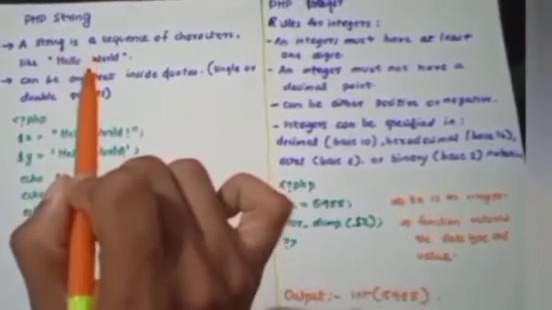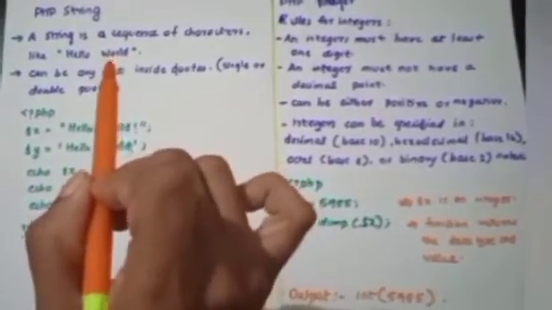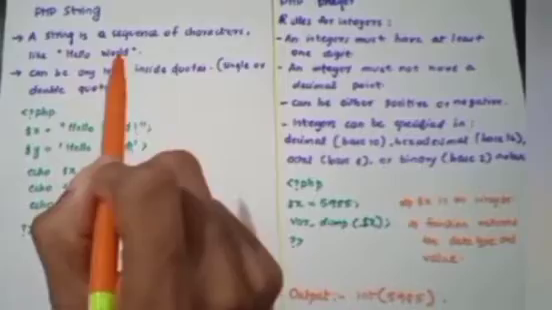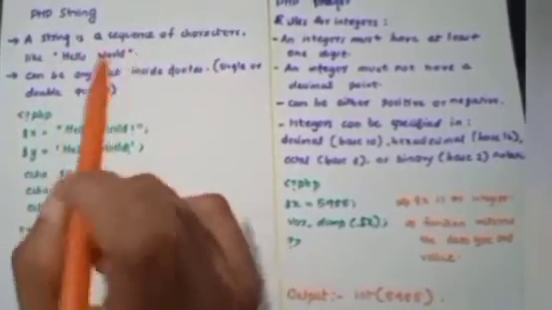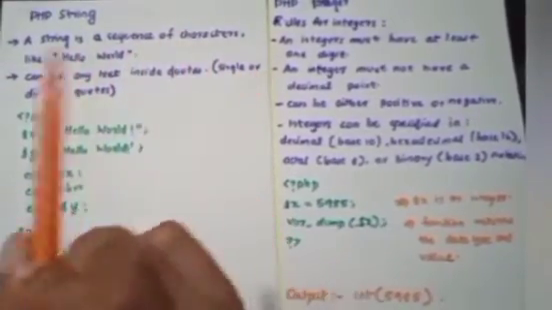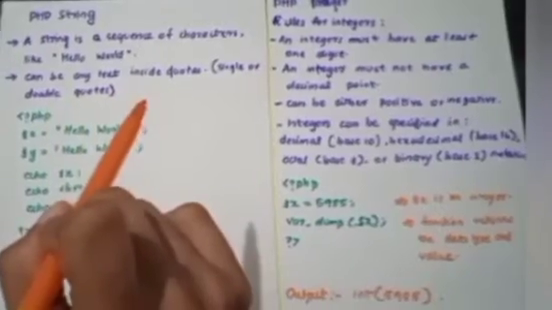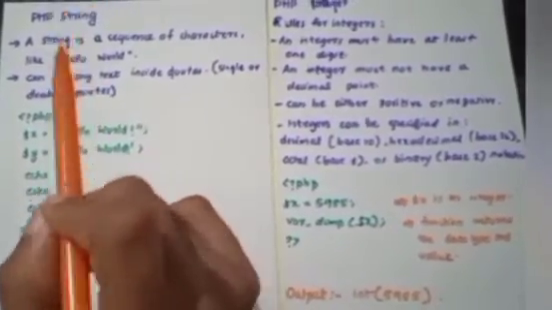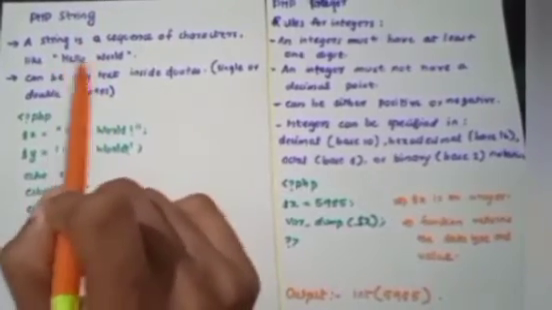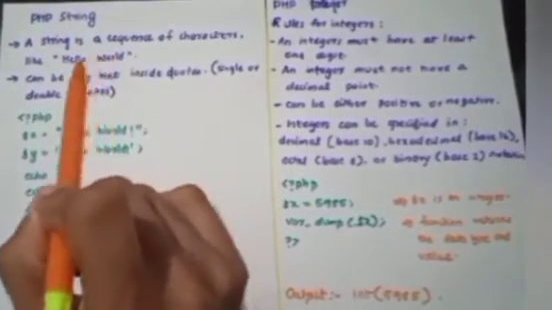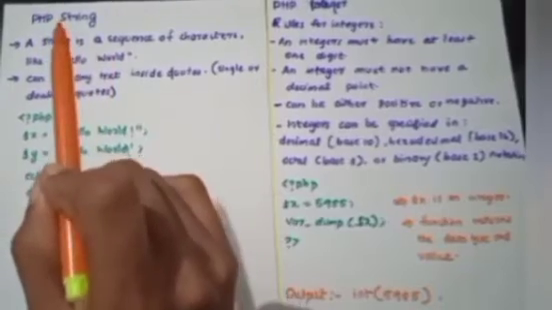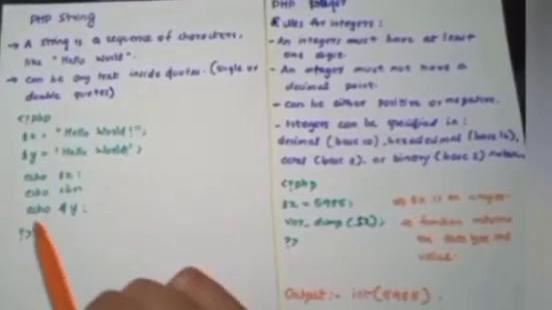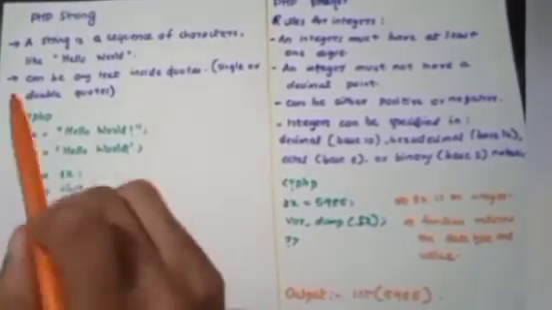Whenever you are going to declare or define a string of characters, always write the string inside quotes. These quotes can be single quotes or double quotes, but it must be quoted. Then only will it consider these words or this group of characters together as a string. So let's see how we can define and display them.